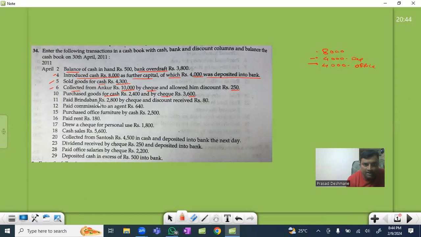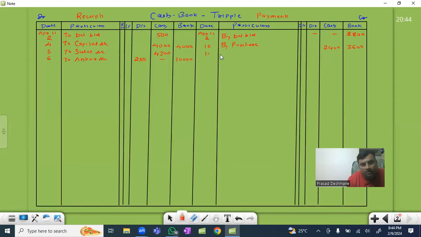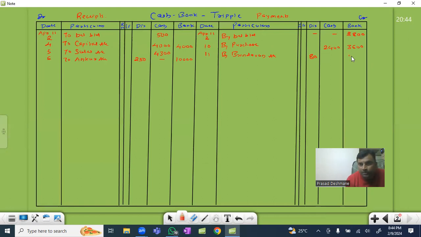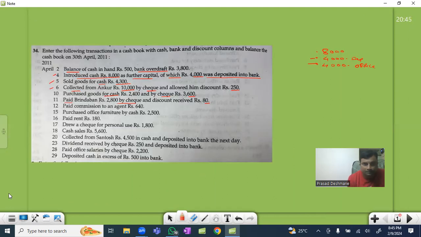Next, paid to Brindavan rupees 2,800 by check. We are paying this to Brindavan and discount received rupees 80. Okay, so we are paying this. So date 11, by Brindavan. We got 80 rupees discount and we paid through check. How much amount we paid? 2,800. Since we paid through check, I'll record in the bank column. Next.